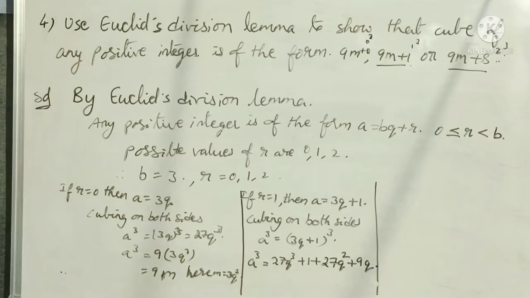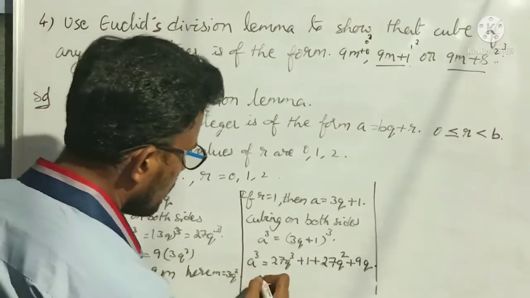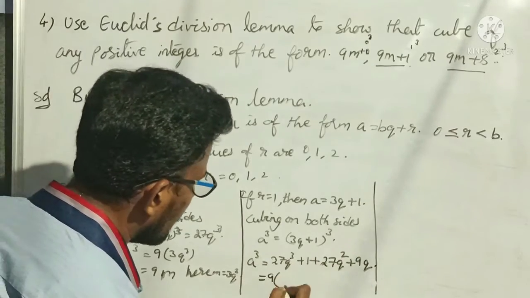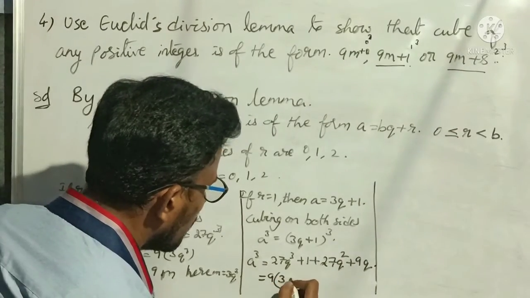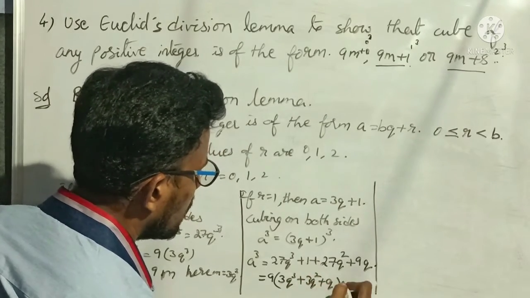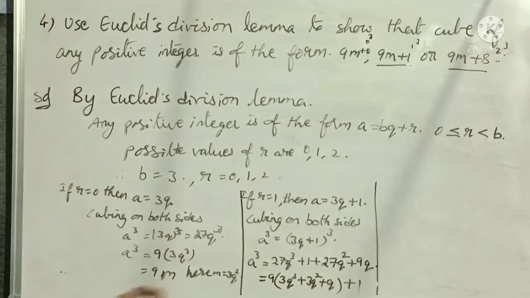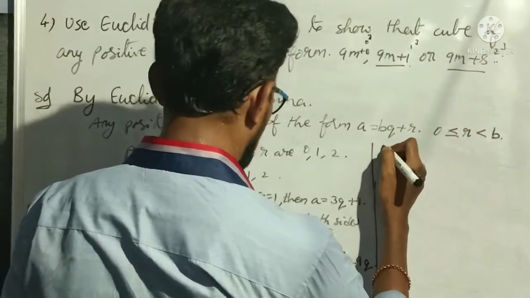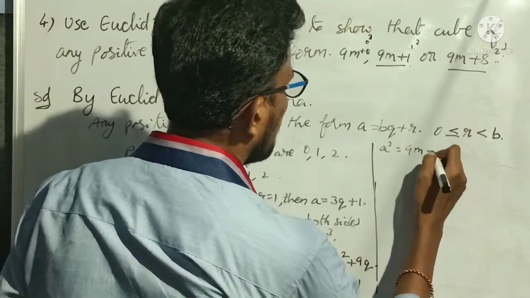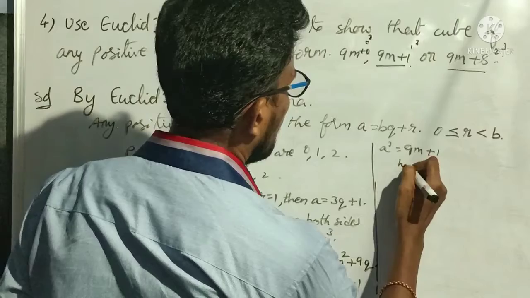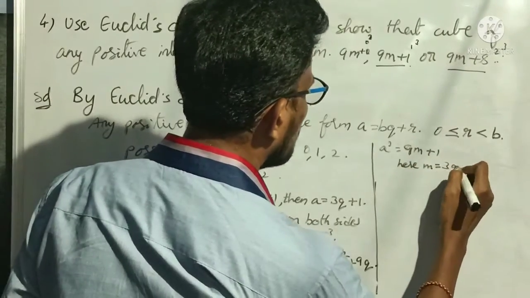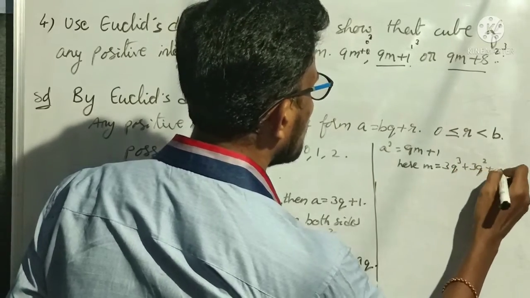Again this I can write as: here also I can take 9 common from 27, so 9 into (3q cube plus 3q square plus q) plus 1. So this I can write as a cube is equal to 9 into m plus 1. Here m is equal to, what is the value of m we got, 3q cube plus 3q square plus q.